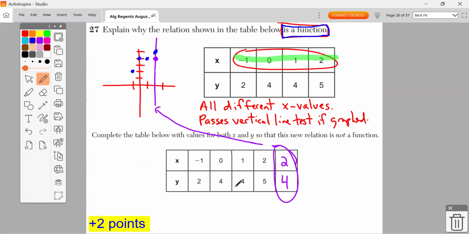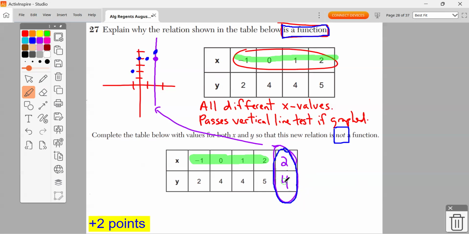The second credit comes from the bottom part. Complete the table below with the values for both x and y to make it not a function. So they want to know what number you can put here and here to make it not a function. Well, all that you need to do is repeat one of the x values, because if it's not a function, it has repeated x values. So in this spot right here for the x, you could either put -1, 0, 1, or 2. I chose to put 2.